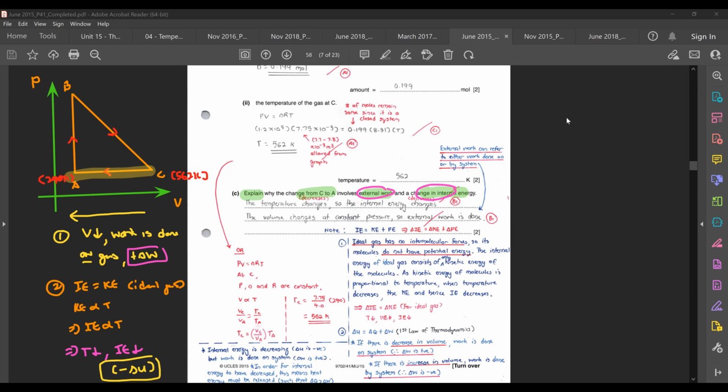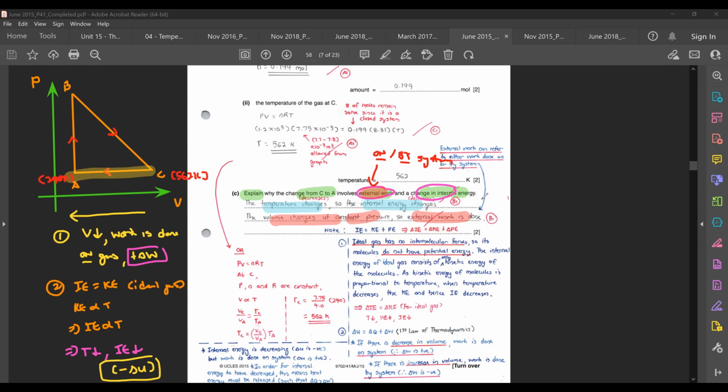So your answer was really more of a general kind, where they say that because they see that there's temperature change, internal energy change. And then because they see that your volume is changing at constant pressure, therefore work is done. Now, when they say external work here, it just means any type of work. It can be work done on or by system. It doesn't matter whether it's on or by. If it's work done on system, if it's work done by system, it's still considered external work.